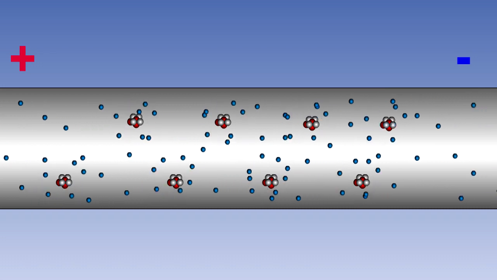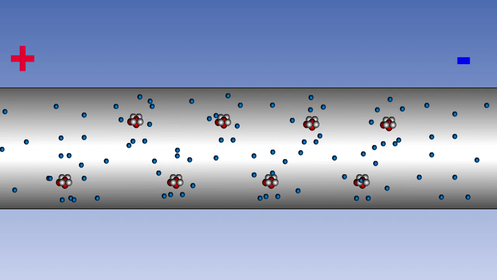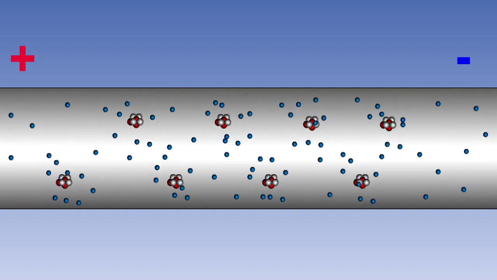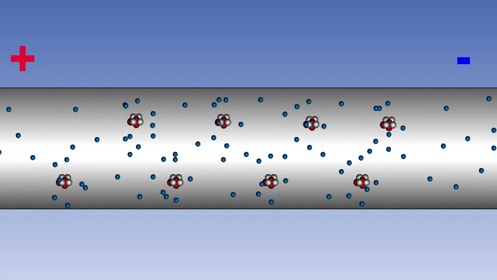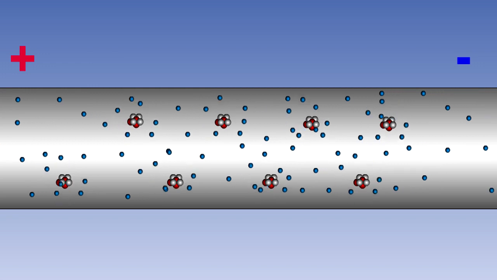We know that the flow of electrons through a material is known as current, and that for a current to flow, there must be a positive charge, which is a deficiency of electrons, at one end of the conductor, and a negative charge, or surplus of electrons, at the other.